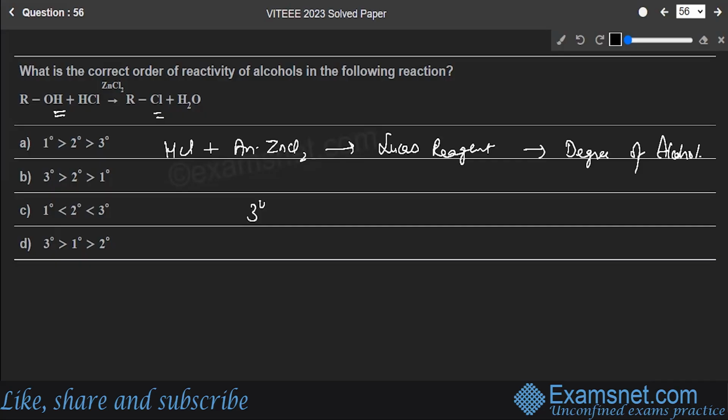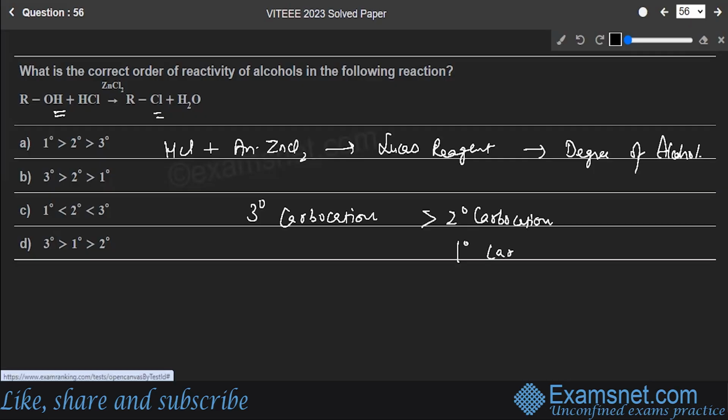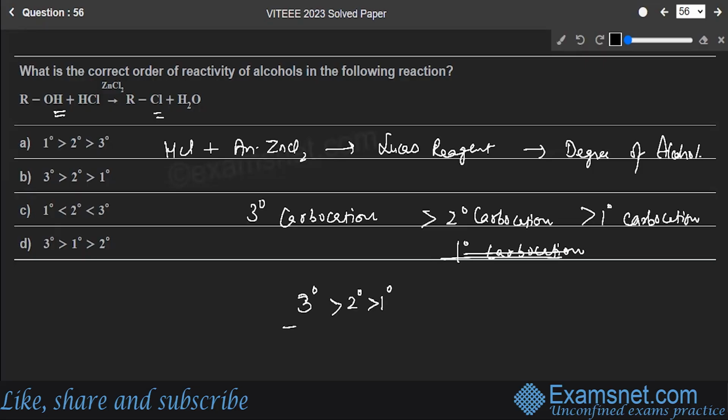Since 3-degree carbocation is more stable than 2-degree carbocation, as well as 1-degree carbocation, therefore the correct order will be, I can write it over here, carbocation. So the correct order will be 3-degree, followed by 2-degree, followed by 1-degree. That is your third option. Hope you understood this. Next is question number 57.